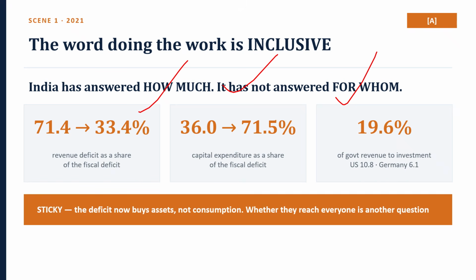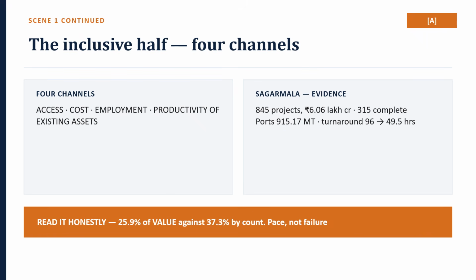So infrastructure is inclusive through four channels and they are not equally strong. Access: a road, a grid connection or an airport changes what is possible for people who previously had no option. Rural roads and electrification are the clearest cases. Second one, cost.